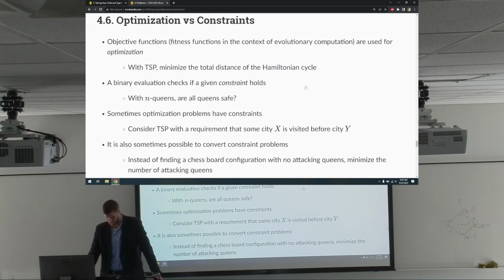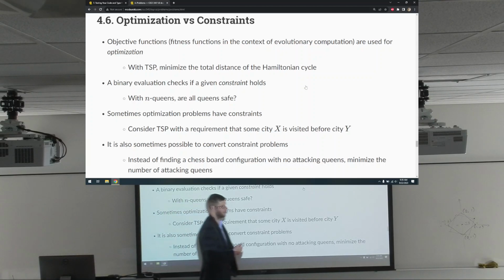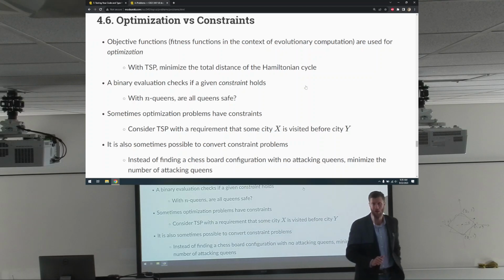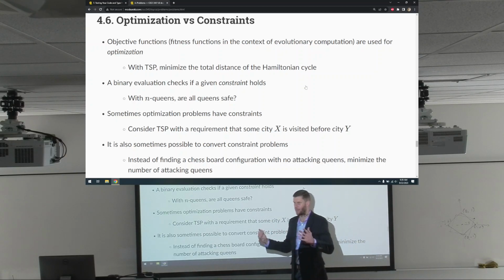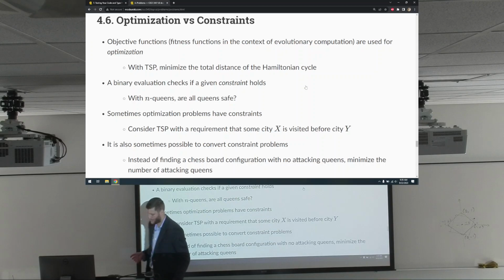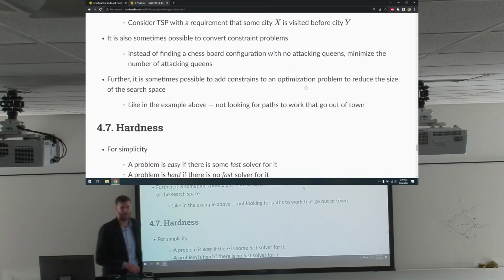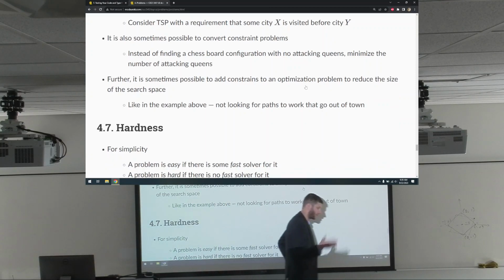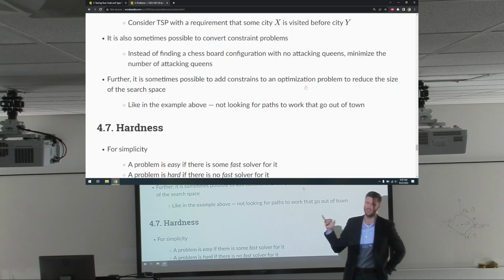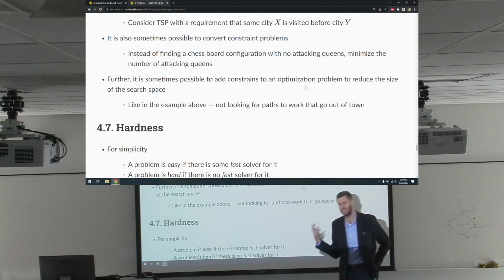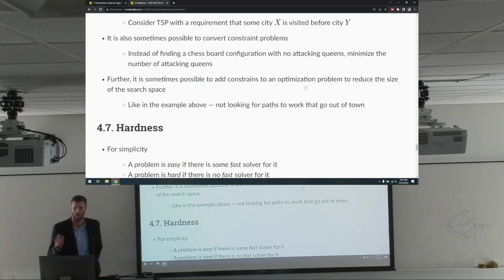It's not always the case, though. Sometimes optimization problems can have constraints, like city X needs to be hit before city Y, or cities X, Y, and Z need to be hit in some time frame or something. You can add constraints to make these problems a little bit more complex. I gave you an example of converting a constraint problem, the n queens, to an optimization problem. But sometimes you can do the reverse, where you take an optimization problem, but you add some constraints such that the search space can become smaller.